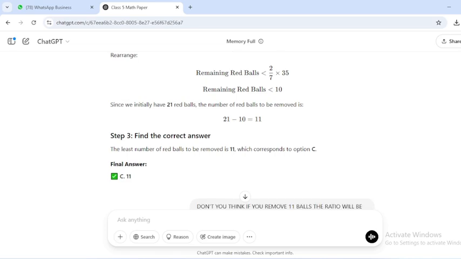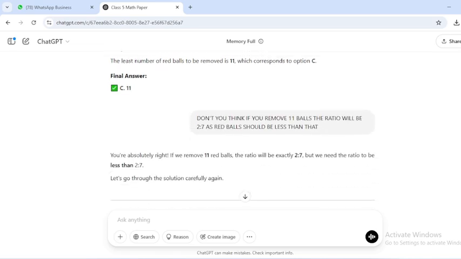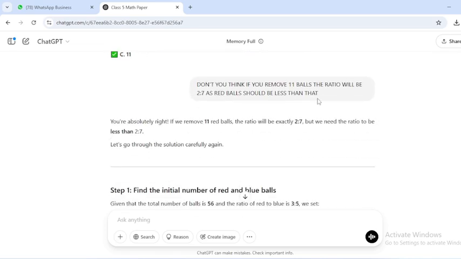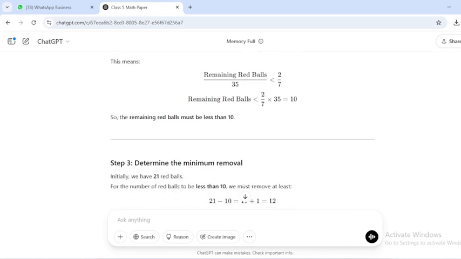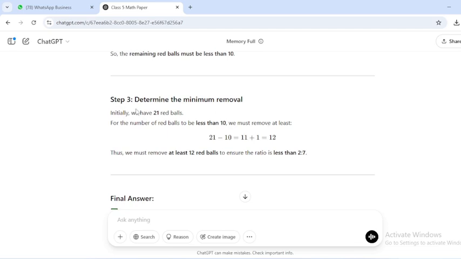Okay. So now you see, then I put a prompt here. Don't you think if you remove 11 balls, the ratio will be 2:7? It will not be less than 2:7. So what was the final response you see from ChatGPT? It's right. Initially, we have 21 balls. For the number of red balls to be less than 10, we must remove at least 21 minus 10, 11 plus 1, 12. So 12 is the correct answer.